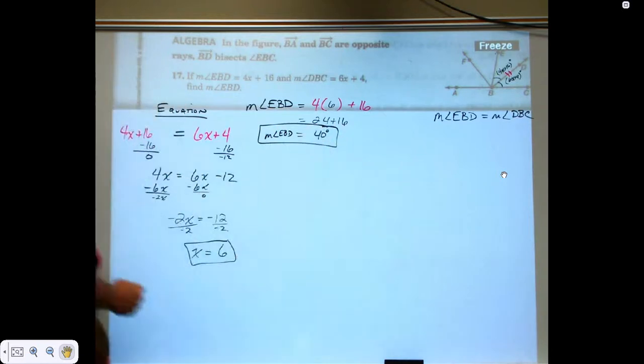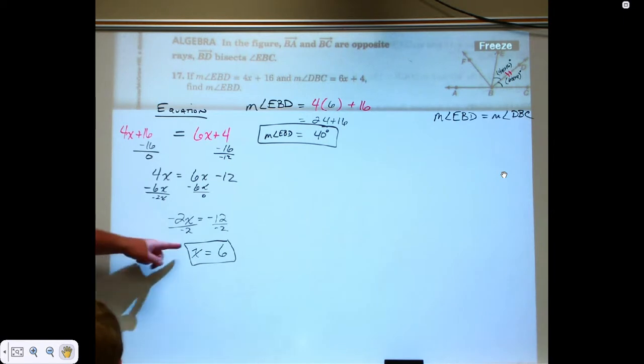I promise you on an end of instruction or ACT test, there's all kinds of problems like that, aren't there? And I guarantee you 6 will be one of the solutions.